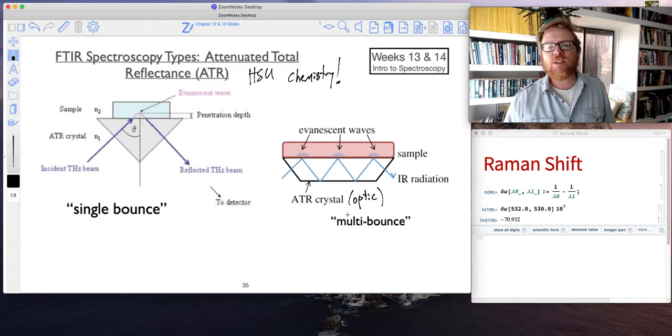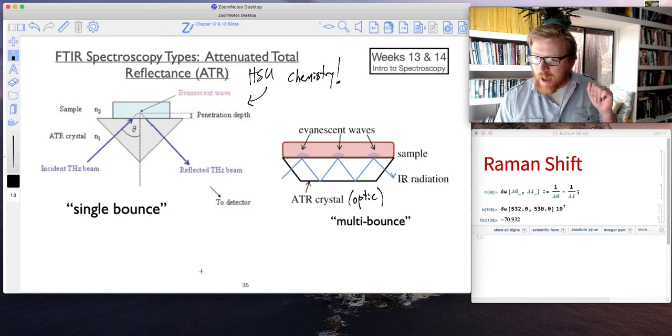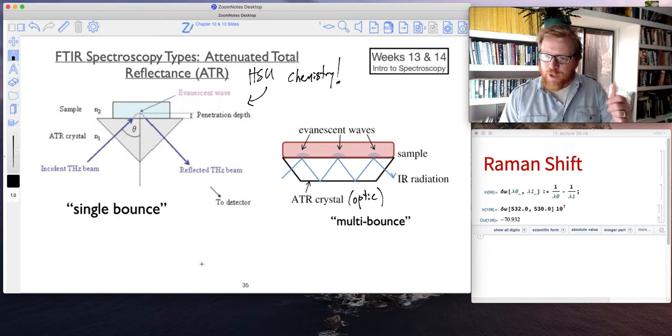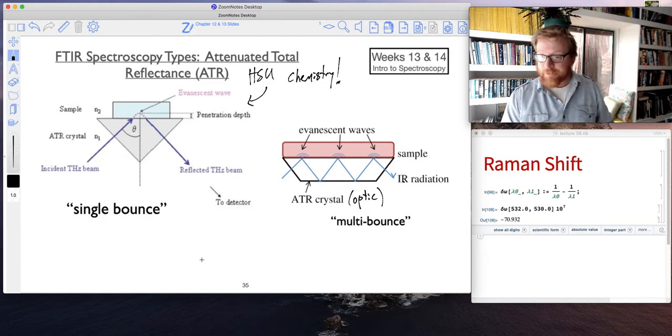Okay? So this is called a multi-bounce ATR crystal. This is the type that we have. We have a single bounce. And now if you can picture that IR up in the OChem lab, right? You spike your sample right down in that little cup, and you put the press over it, okay?